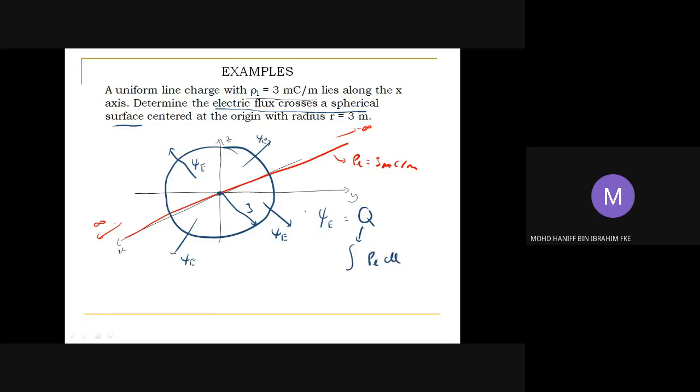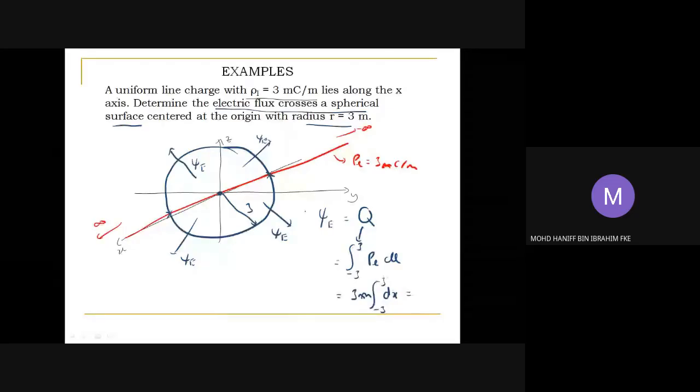Yeah, and the range of integration for the dl must be from this point to this particular point, because this is the range where the charge is said to be confined. Based on this, knowing that the radius of the sphere is 3, your range of integration is positive 3. So the flux shall be equal to rho L, which is 3 milli, integrated, or integration of dx, I believe, from negative 3 to positive 3, and we're going to have the value of 6 inside this integration times 3, which will give us 18 millicoulomb.